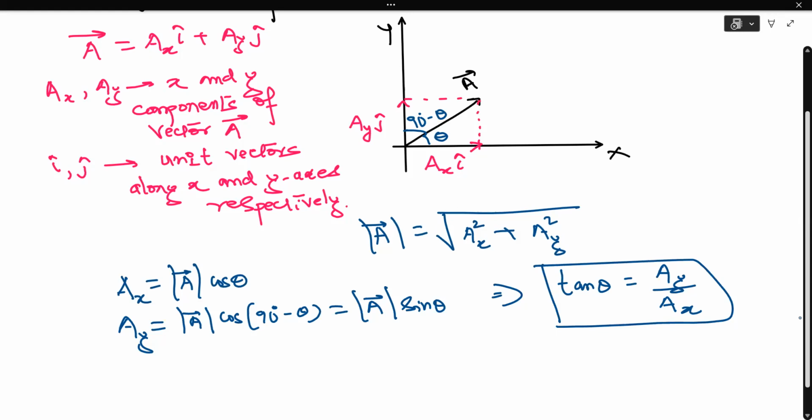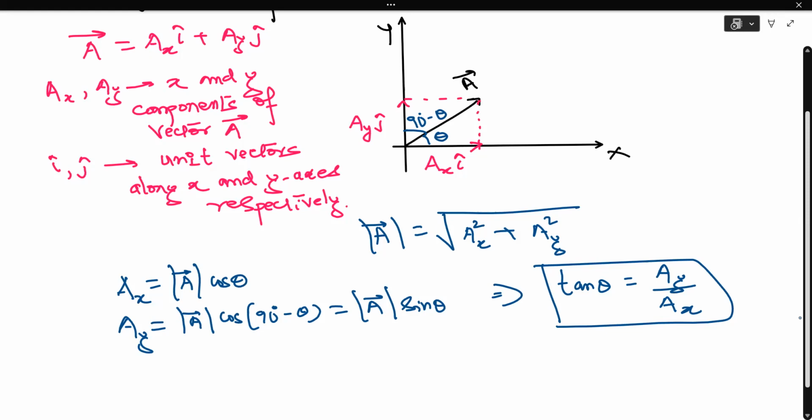So resolution means we can give a vector as a sum of 2 vectors or 3 vectors based on the case. In 2 dimensions there will be 2 vectors, in 3 dimensions there will be 3 vectors. And remember that using resolution we can split up motion in 2 dimensions or 3 dimensions as the sum of motion along x-axis and y-axis, or along x, y, and z-axis separately. That was the idea of resolution. Okay sir? So this was the last discussion.